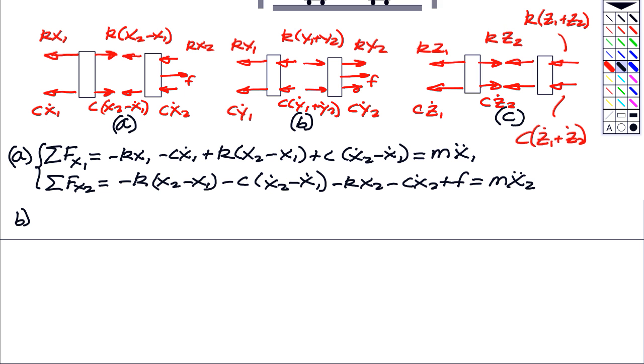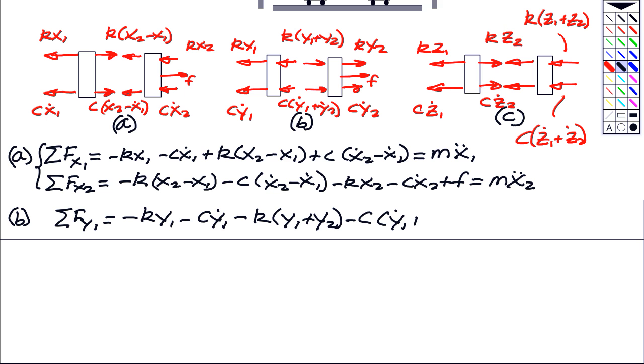For B, there's some forces in y1. That's y1 positive to the right, so that's a minus k y1 minus c y1 dot minus k times y1 plus y2, minus c times y1 dot plus y2 dot, and that's equal to m y1 double dot. F equals ma, and the absolute acceleration here is y1 double dot.